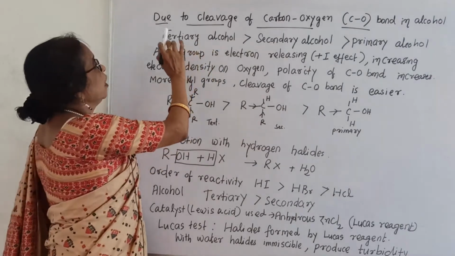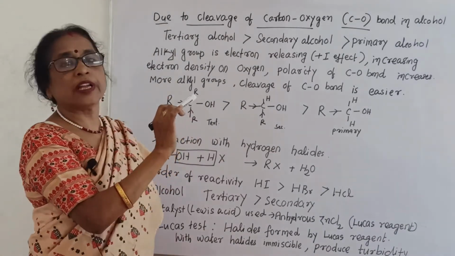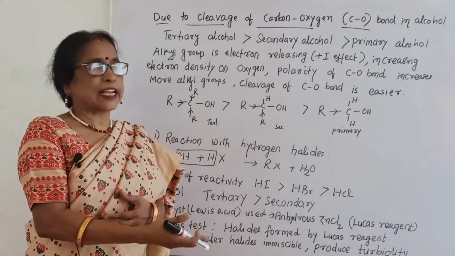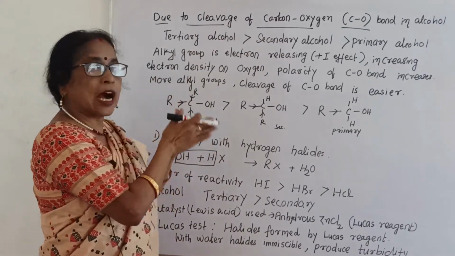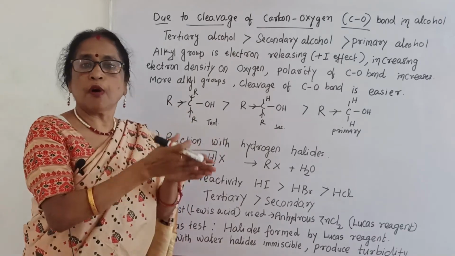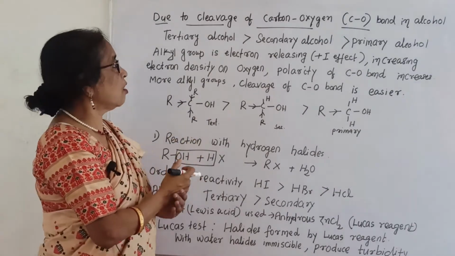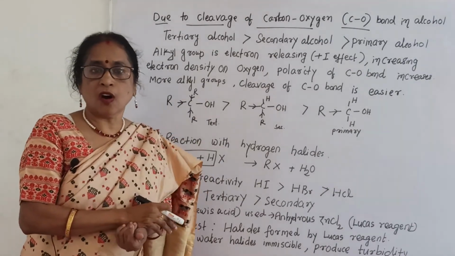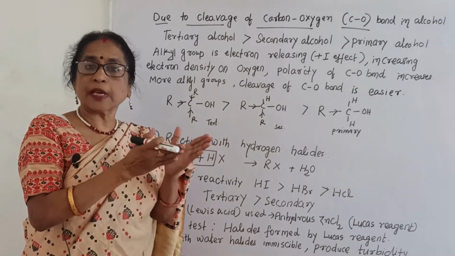Now we will see the reactions due to cleavage of the carbon-oxygen bond in alcohol. This is the second part of the chemical reactions, where we involve the carbon-oxygen bond. How will the carbon-oxygen bond break? Now you can see here tertiary alcohol, secondary alcohol and primary alcohol, where the alkyl groups are more.